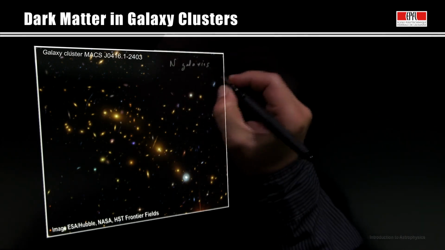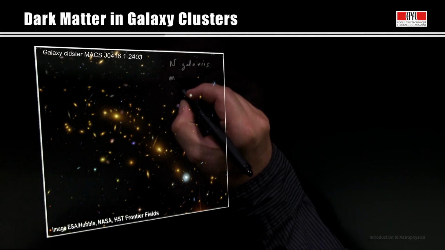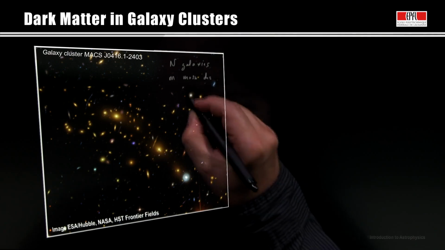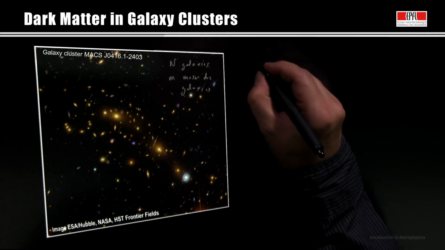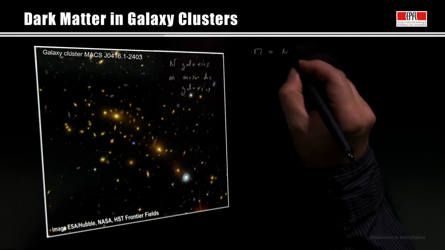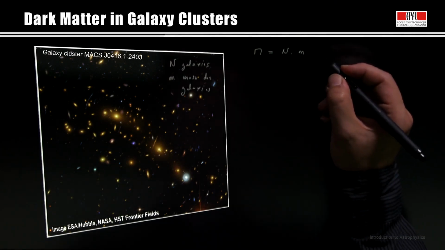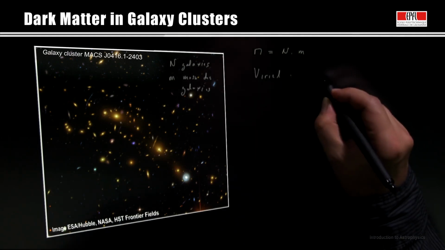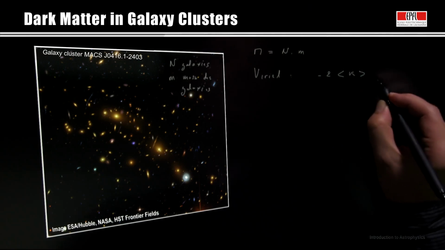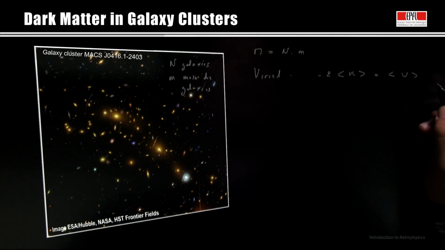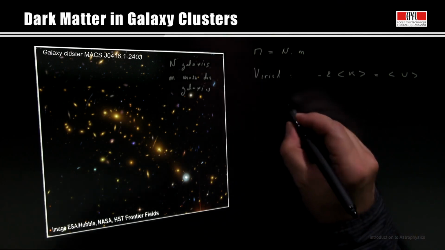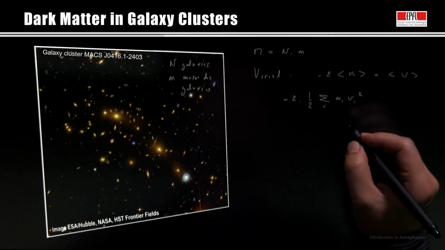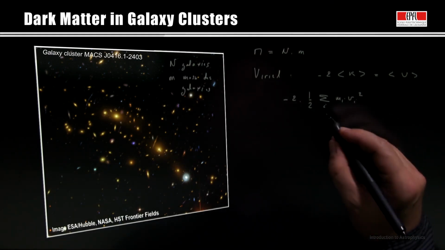We have, say, n galaxies. Each of them has a mass m and velocity v. This is the mass of the cluster, that is, M equals n times m. In order to simplify the calculation, all the galaxies are the same. The virial theorem states that 2 times the mean kinetic energy is equal to minus the mean potential energy. Developing the expression gives 2 times 1 divided by 2 sum of m_i v_i squared, where i is the index of the galaxies. It goes from 1 to n.